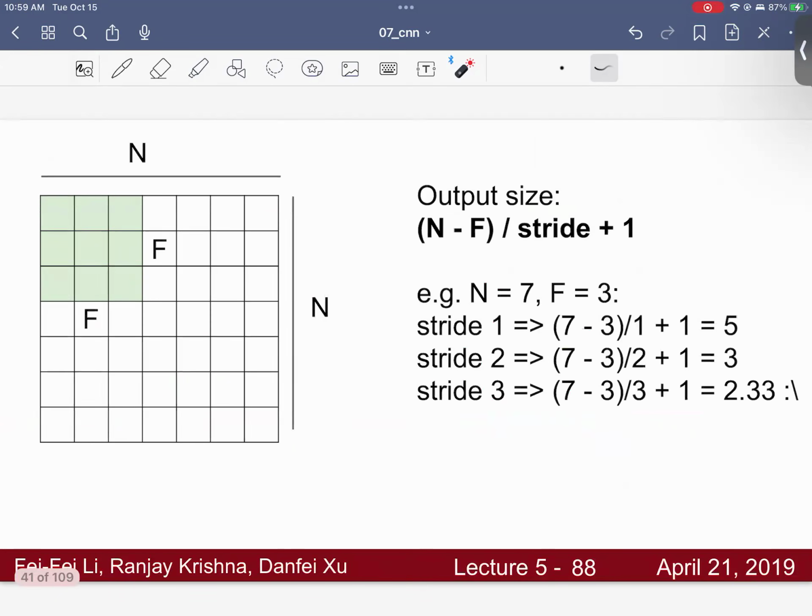So what you can do is actually, there's a simple equation. What's the output size of your convolution operation? This is your original pixel size, n would be 7 here, and this is your filter size, 3, and your stride, sometimes it's 1, sometimes it's 2, sometimes 3. When you use 3, it doesn't work. Only when you use 1 or 2, you get an integer out. So this is a simple operation that you can use.